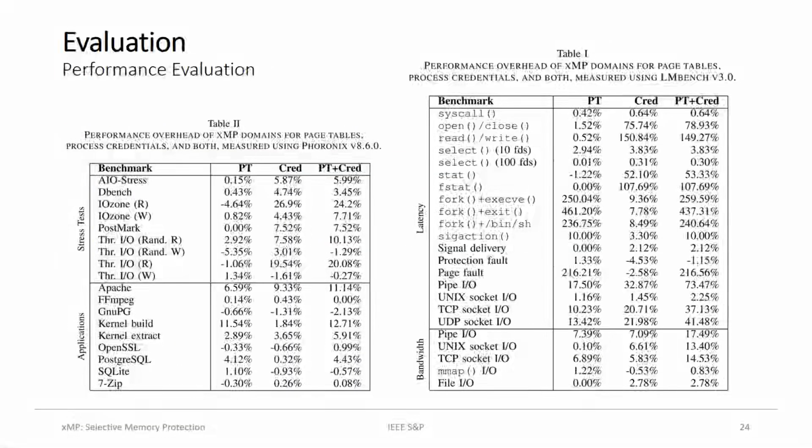We have evaluated our work by applying xMP, among others, to isolate page tables and process credentials of a Linux guest. The guest was running on top of the Xen hypervisor. We have measured the performance impact of the xMP when applied to each data structure individually or in a combined setting. For this, we have used a set of micro and macro benchmarks, which are shown on this slide. Without going into details, we can say that xMP introduces minimal overhead for real-world workloads and applications. In this category, we have measured overheads between 0 and around 12%.